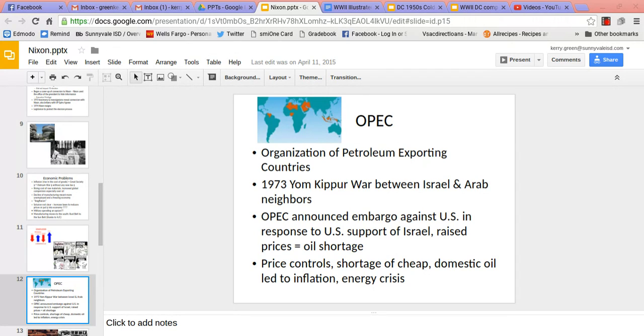And you can see there's a little tiny map here on this slide. It kind of gives you an idea of who the OPEC countries are. It's the Organization of Petroleum Exporting Countries. And you need to be familiar with OPEC because it's a global organization that can influence the American economy, and we certainly see that it does that in the 1970s. And in a lot of ways, we still deal with OPEC today.